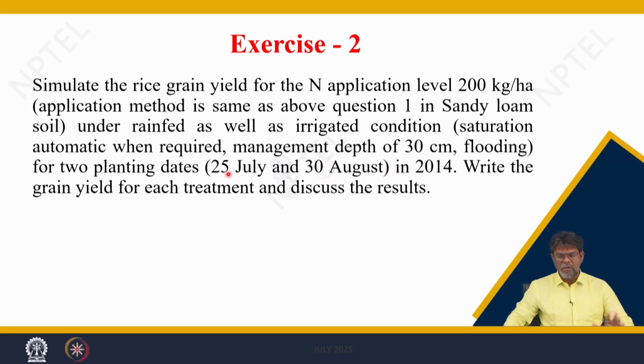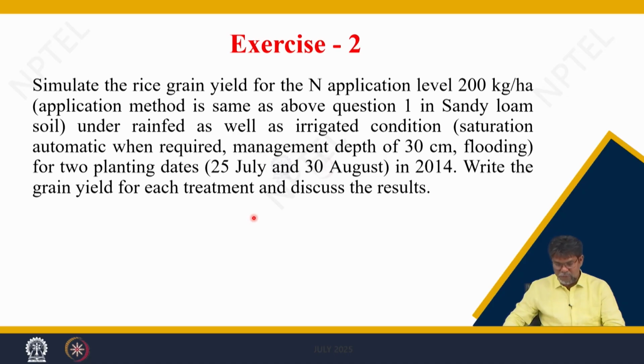25 July is around normal planting for this location. 30 August is a delayed planting, very late planting. So, the 2 planting dates mean the crop experiences different weather if you change the planting date. That takes into account the effect of weather variables. The year is 2014. So, do this exercise, write the grain yield for each treatment and discuss the results.